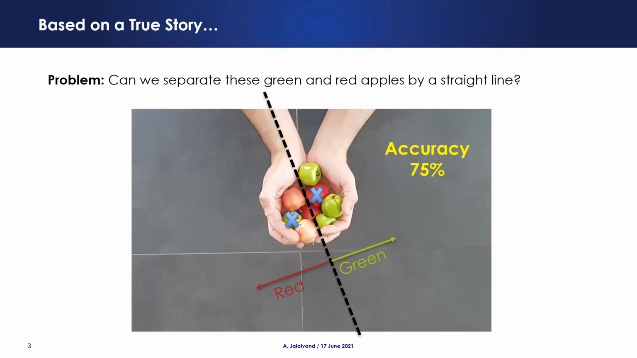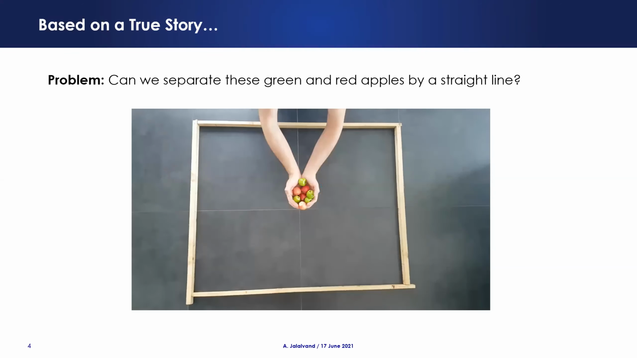So that gives you 2 errors, like this red apple is in the green area, this green apple is in the red area. This one, okay, let's consider that in the red area, so that's correct. That gives you like 75% accuracy. How can we improve it? Well, there are many ways. This is what I tried.